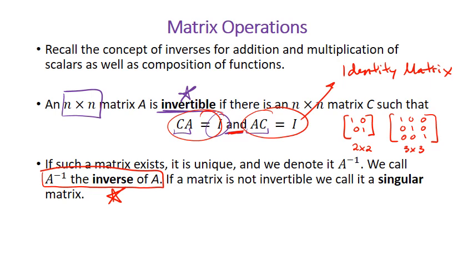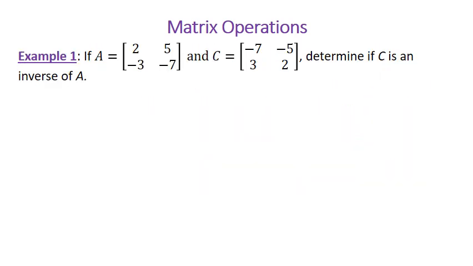So first, we will have this example here where we have two matrices, A and C, and we want to determine if matrix C is an inverse of A. So what we want to do here is we want to find A times C, and then we want to find C times A, and both of these need to equal the identity matrix, so the ones at a diagonal and zeros everywhere else.